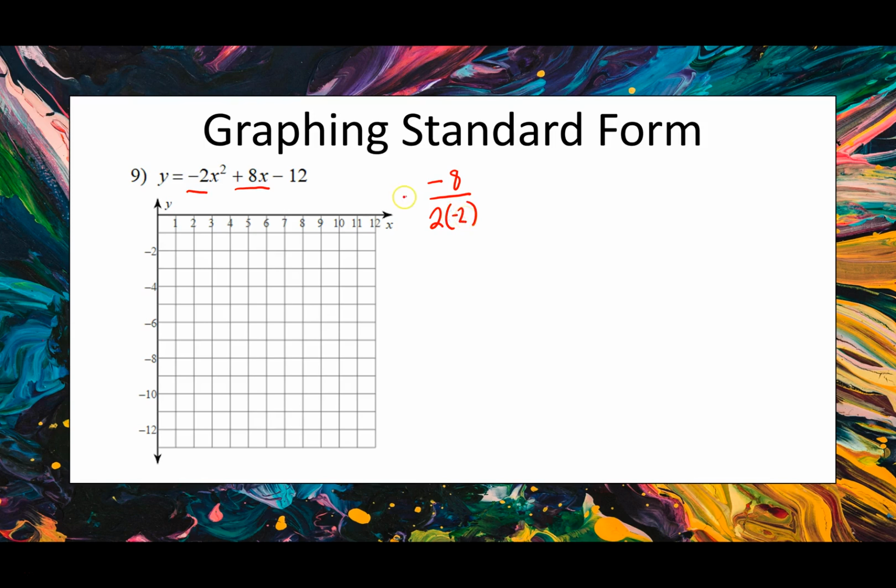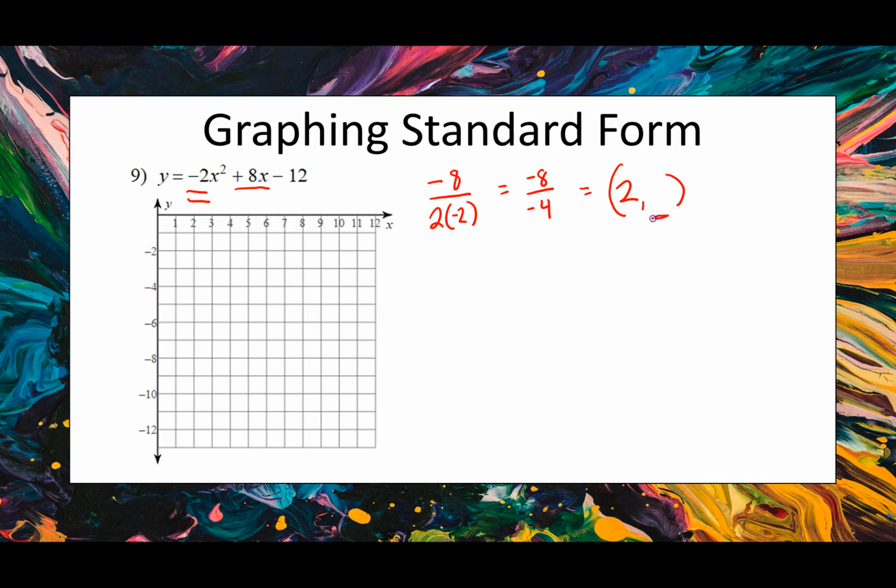Okay, so if you're confused at what I did there, I did a negative or opposite of my b divided by 2 times my a being negative 2. Okay, so now let's go ahead and plug that in. Well, we get a negative 8 over a negative 4, and that's equal to 2. So what have we just found by doing negative b or opposite b over 2a? Well, we just found the x value of the vertex. So that's our step 1.